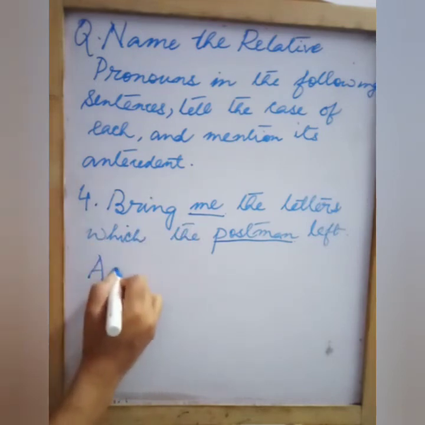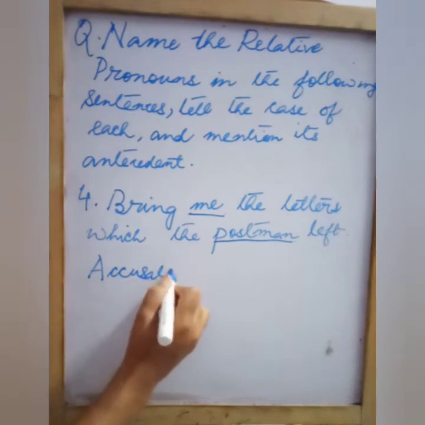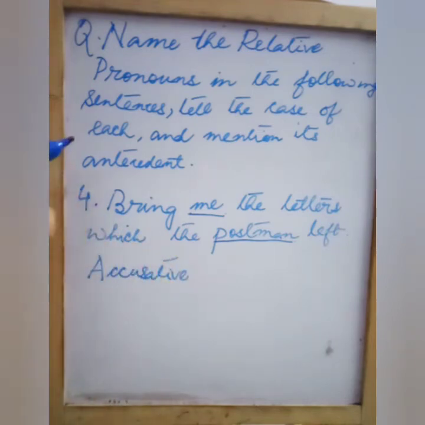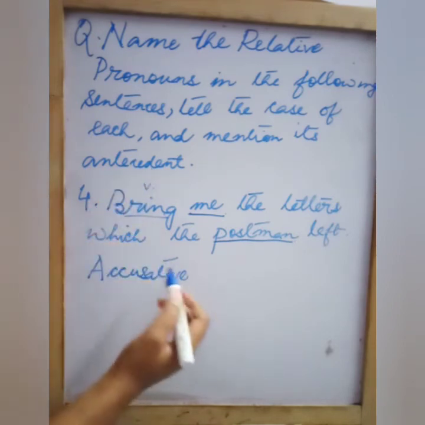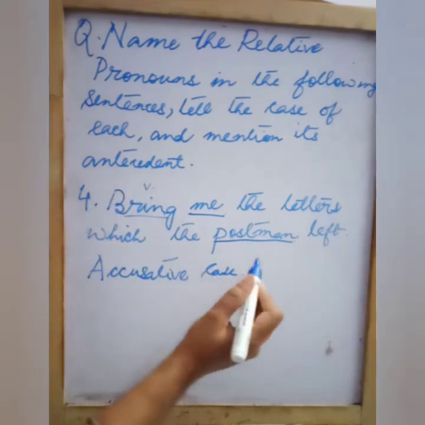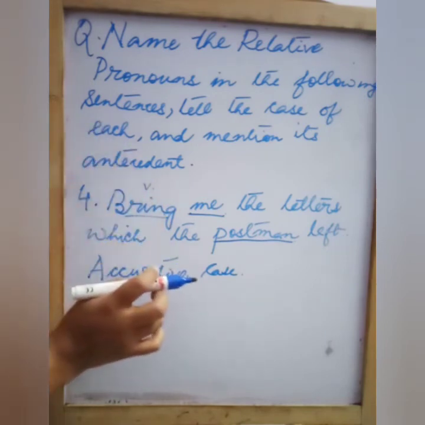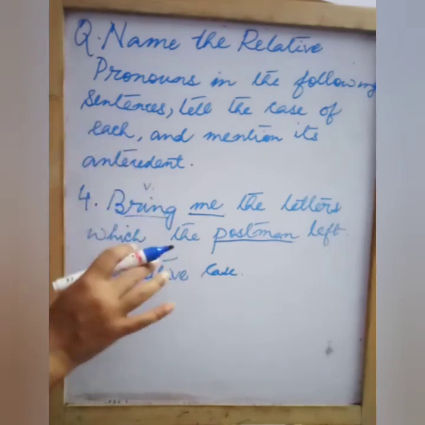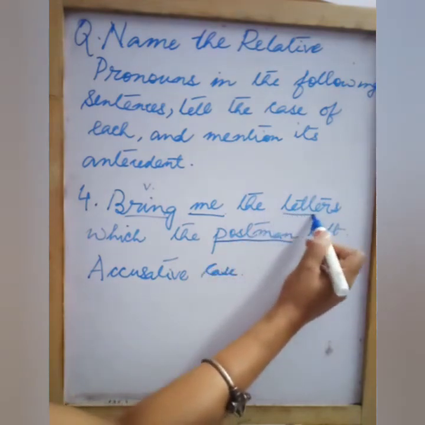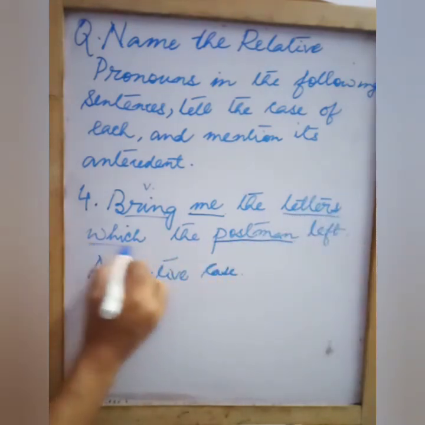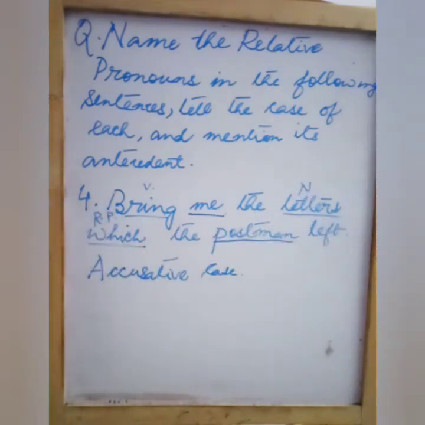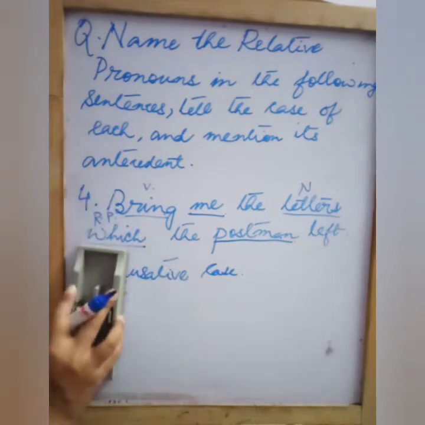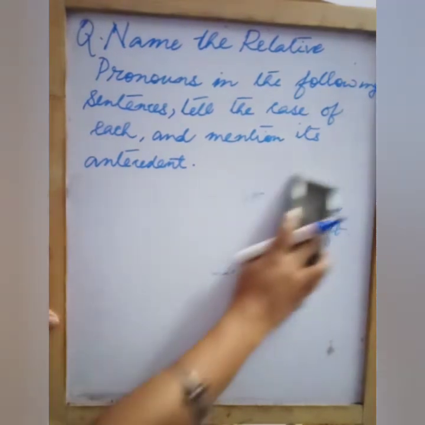Fine? Accusative case or objective case, because the pronoun of the sentence is the object of the verb, bring. So it is the accusative case. And now we have to determine the relative pronoun as well as the antecedent noun. So obviously the noun is the letters here, and which is the relative pronoun? Which. This is the noun, this is the relative pronoun. Okay, we'll do one more and that will be all for today.